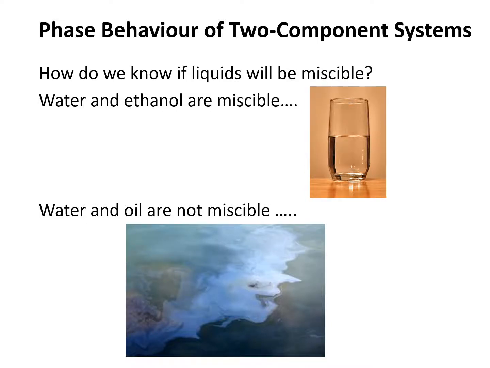Knowing the types of intermolecular forces can often help us to predict whether or not two substances will be soluble in one another. For example, water and ethanol are miscible because both water and ethanol are polar molecules. By contrast, water and oil are immiscible because although water is polar, oil is nonpolar.